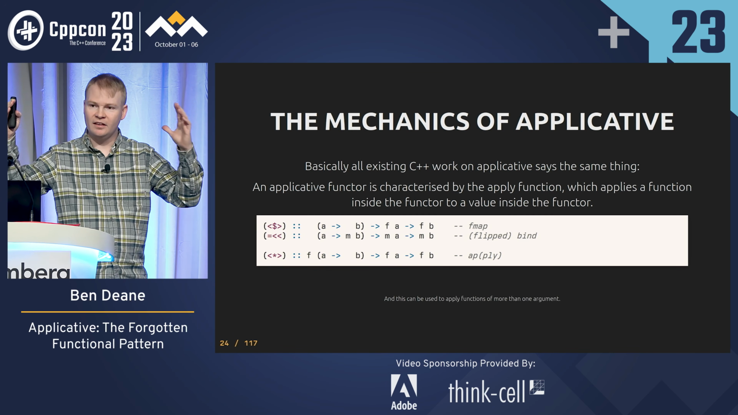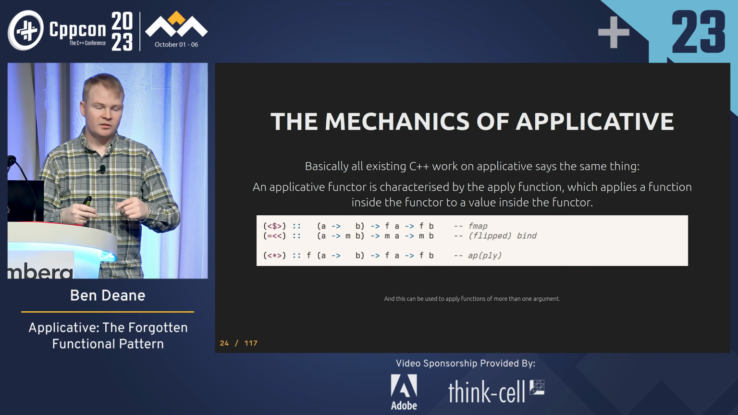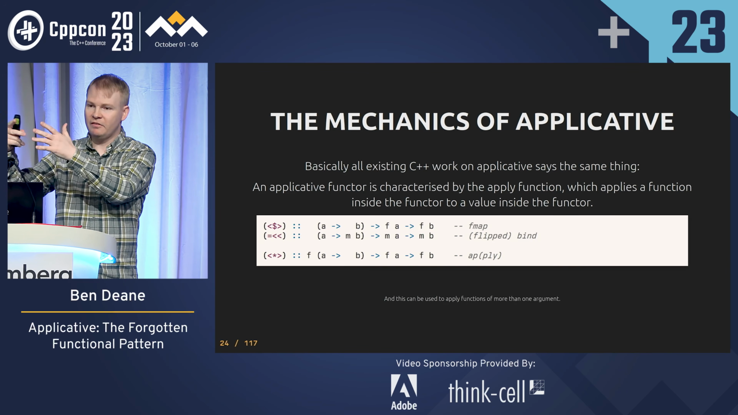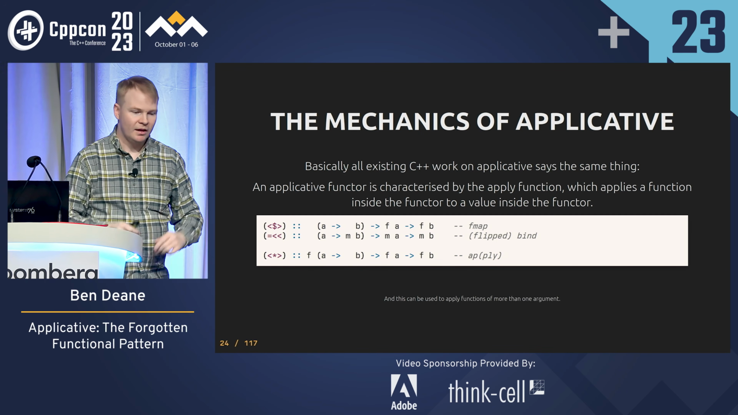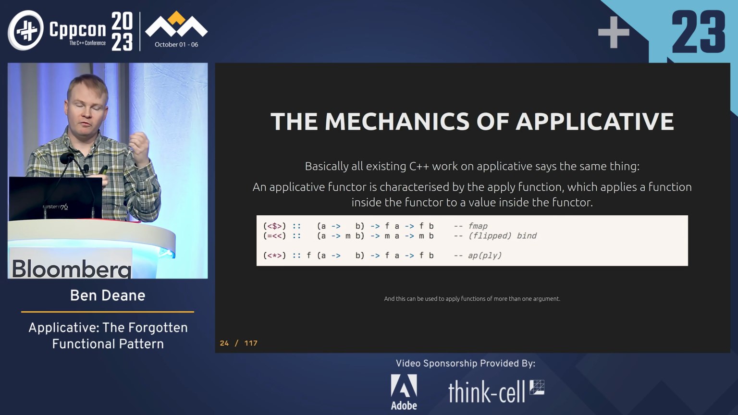That's f of a to b, right? That's a function inside the functor. So optional function. And we've got an optional int, let's say, fa, and we're going to return an optional string fb, let's say. And then the first argument is therefore optional function from int to string.